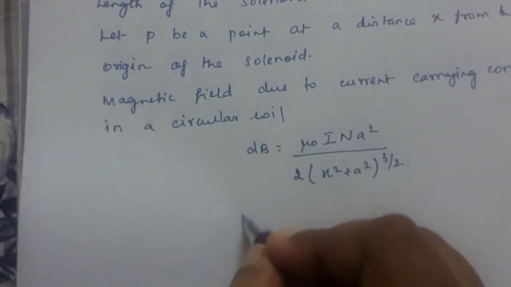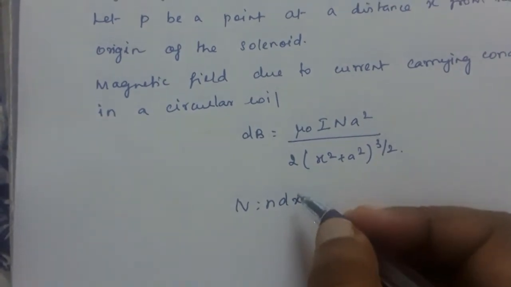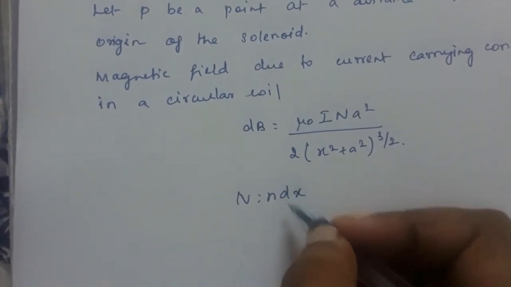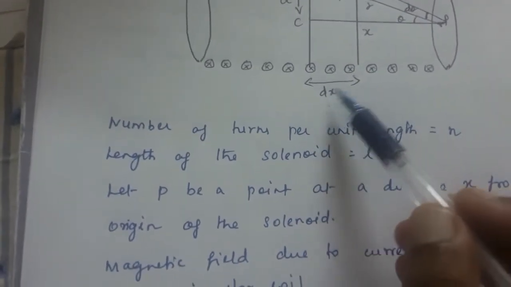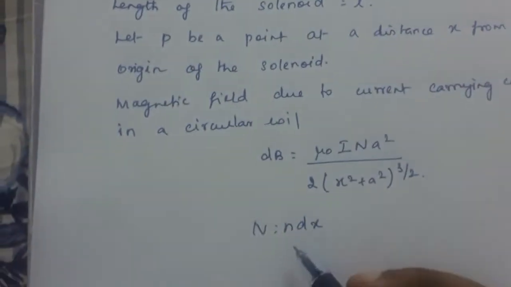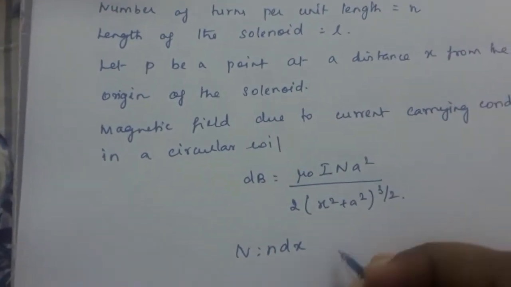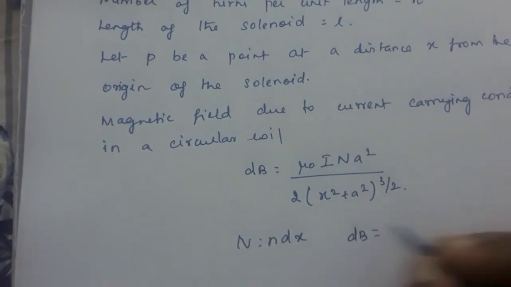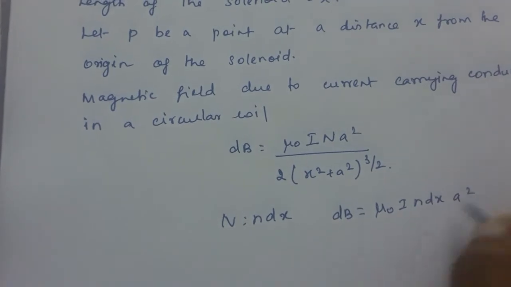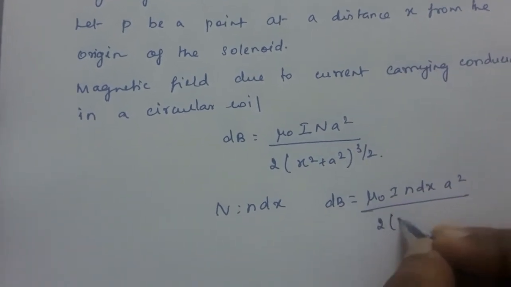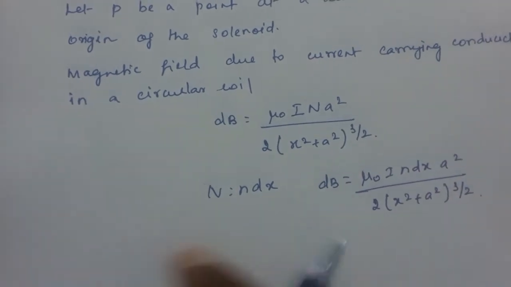Here capital N can be written as small n into dx because we are considering a small distance dx in the solenoid. So capital N is equal to number of turns into dx. Okay. So by substituting this we can write dB is equal to mu 0 I n dx a square by 2 into (x square plus a square) the whole raised to 3 by 2.